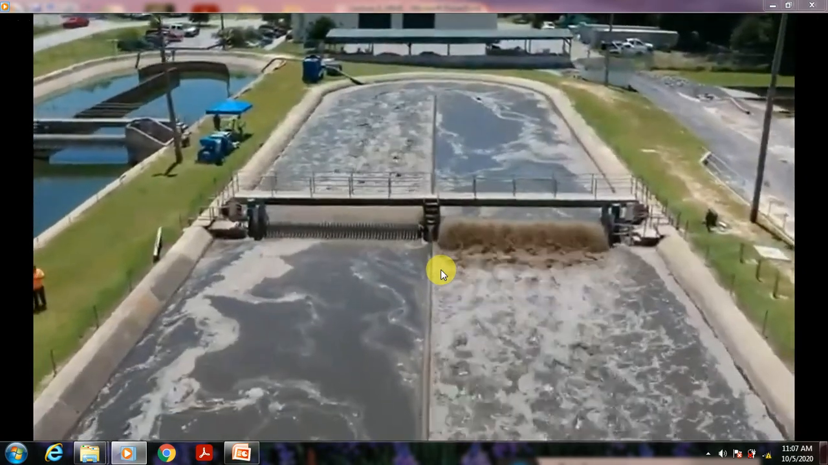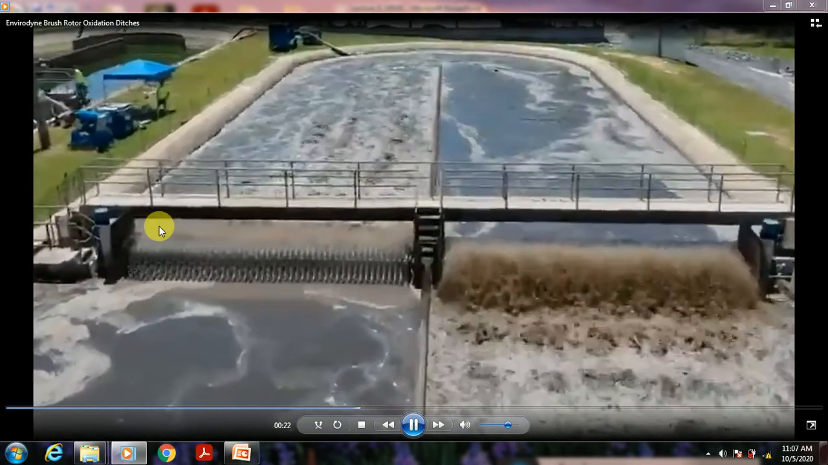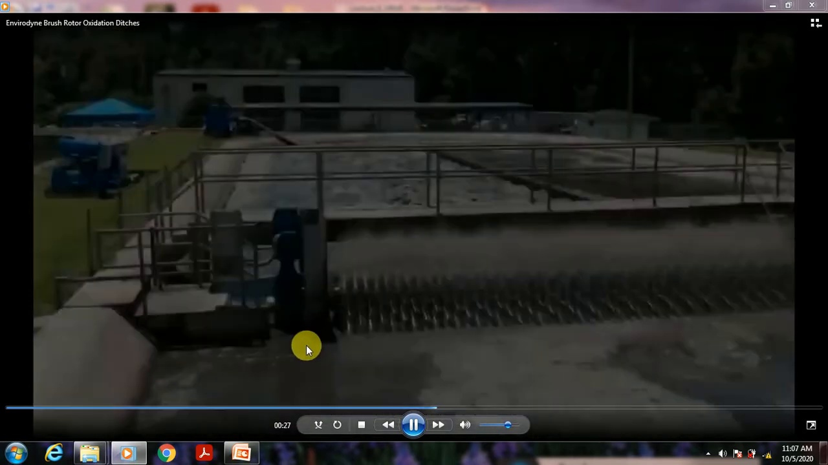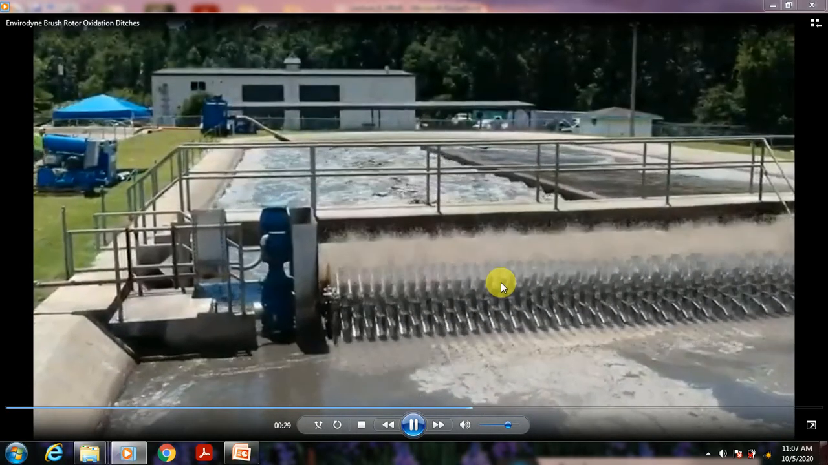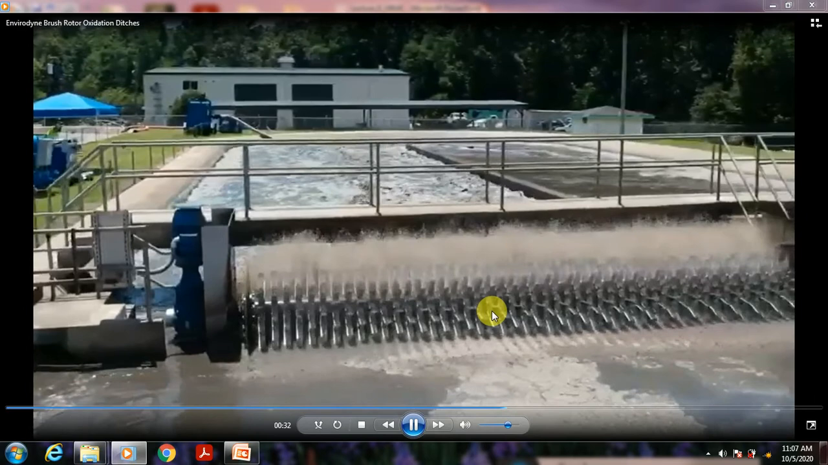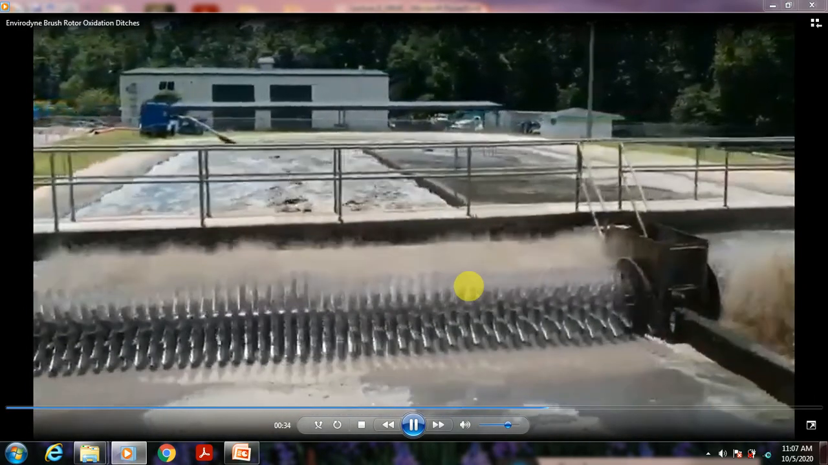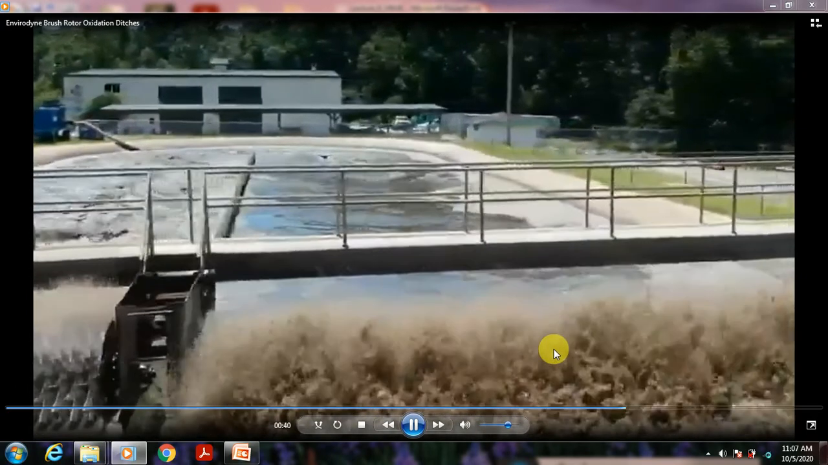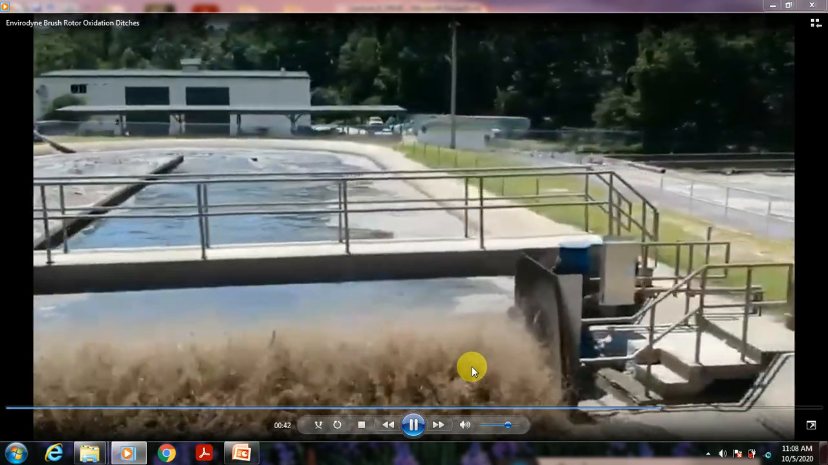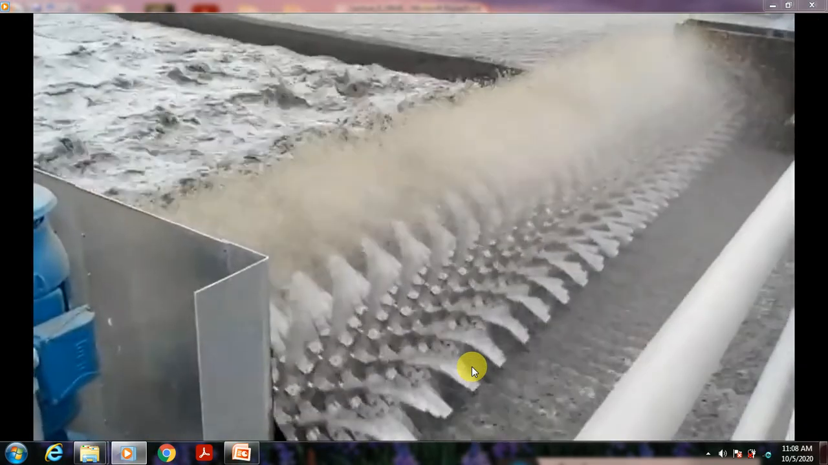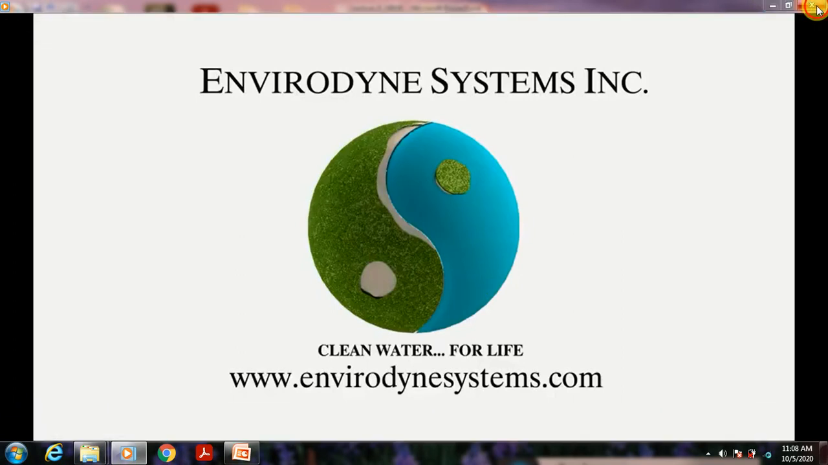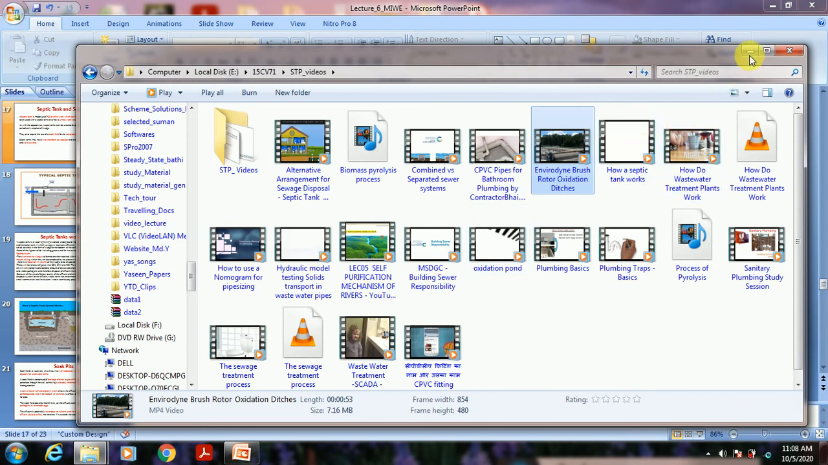You can see the two units which are placed. This one is on standby now and this one is in working condition. This is the rotor which is provided. As you can see, it is breaking the water into smaller droplets. This helps the water get enough contact with the air so that the wastewater gets treated effectively. So this is how the oxidation ditches work.